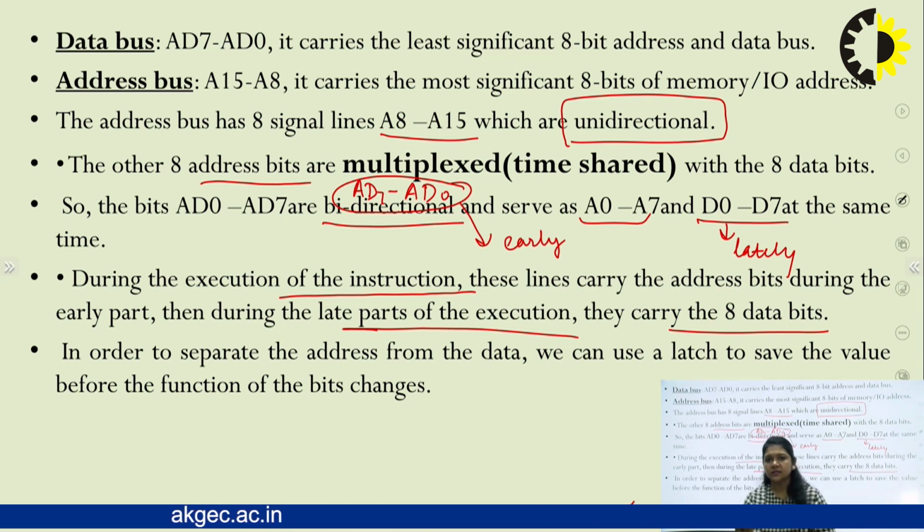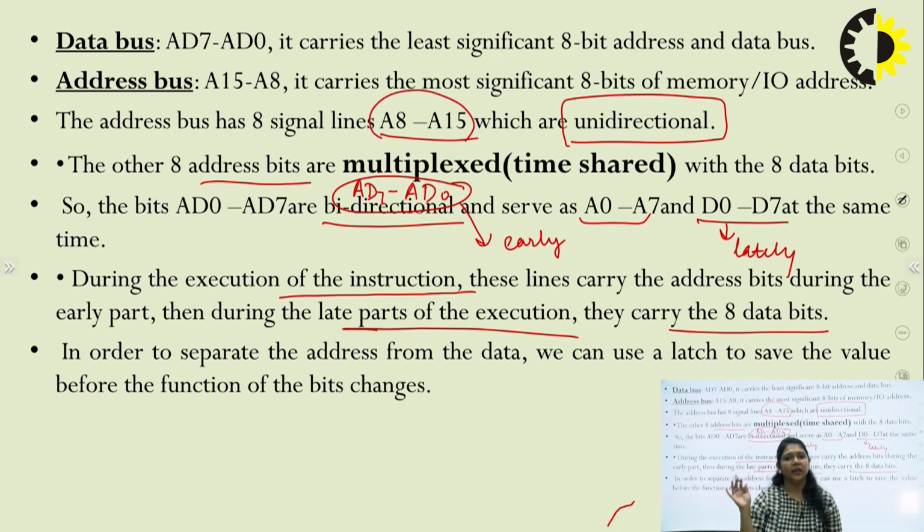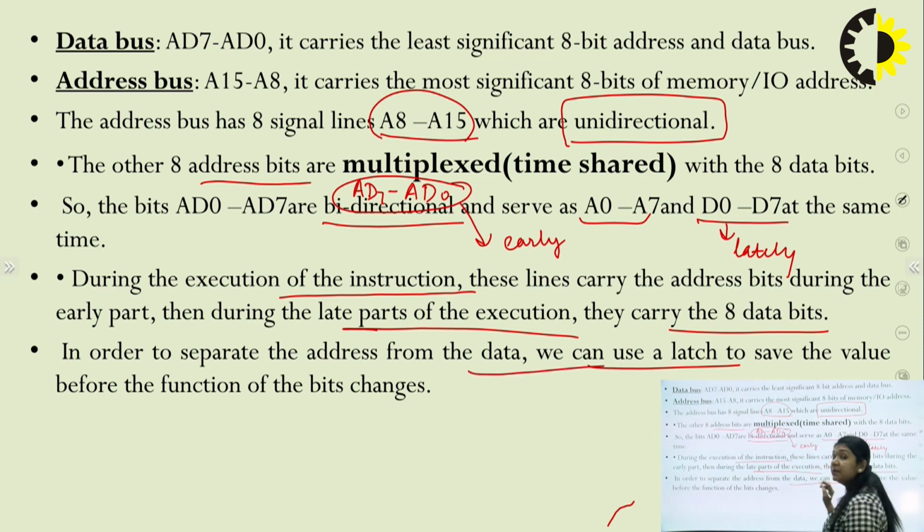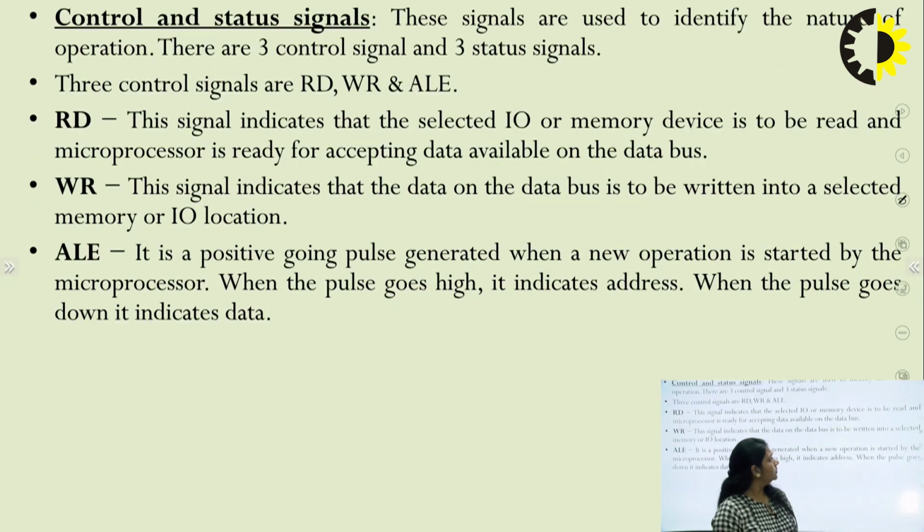The higher order address is picked up by A15 to A8, and the lower order address is picked up by A7 to A0. Next, in order to separate the address from the data, we can use a latch to save the value before the bits change. We will discuss this in the demultiplexing of the address bus, which we will be covering right now.